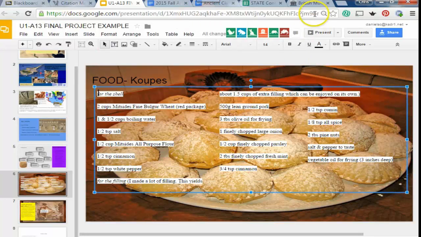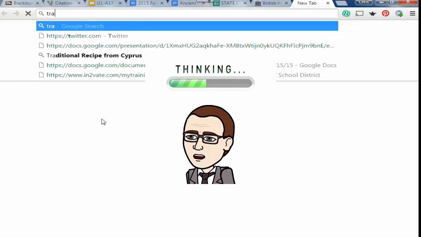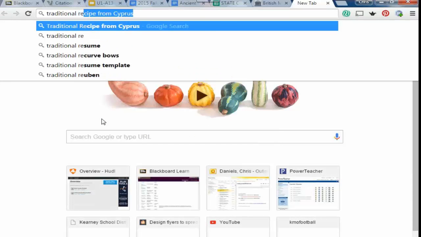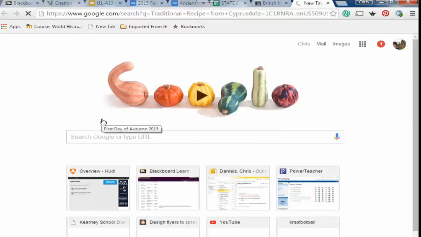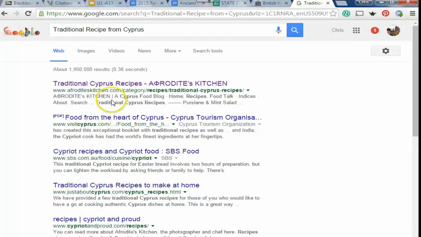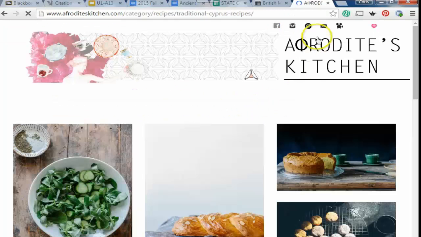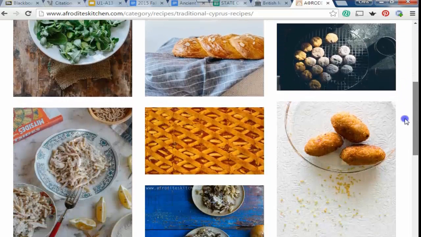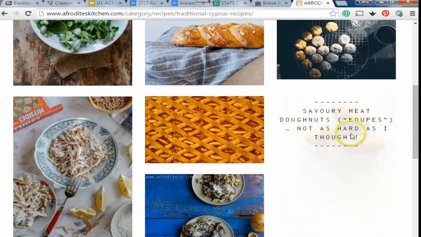Easiest way to get a recipe is to go online, traditional recipe from Cyprus, boom. And I took the first one because it's AphroditesKitchen.com. Knowing that they had Greek roots, I went ahead and stayed with AphroditesKitchen.com. It's a food blog, and there were several choices. I just looked at the choices. Some of it looked good, some of it didn't. This actually caught my eye, and these are koopies.